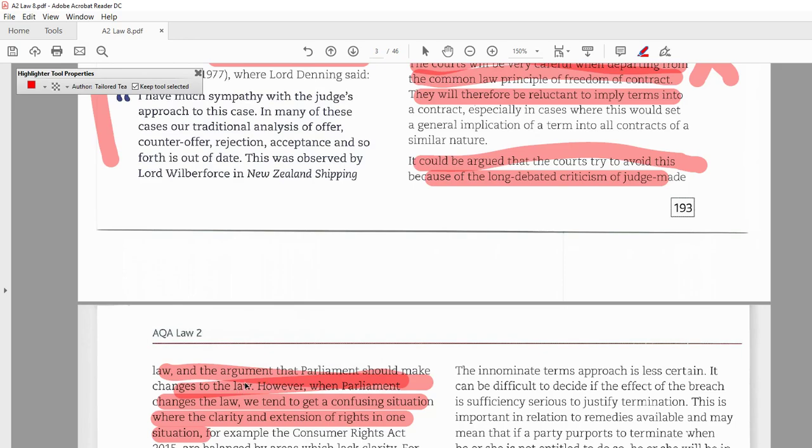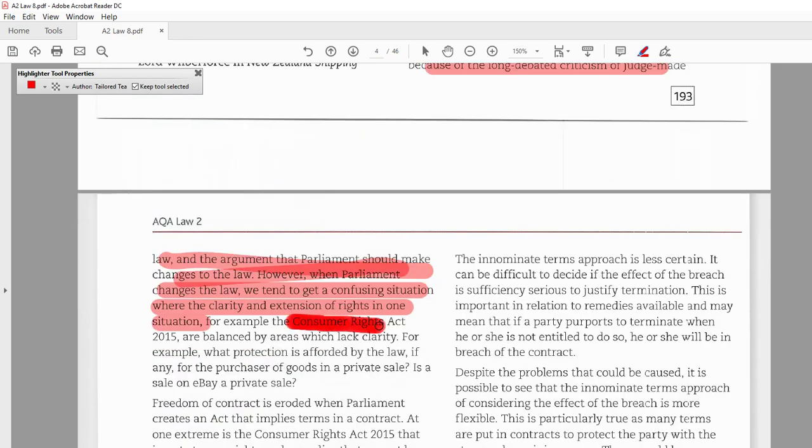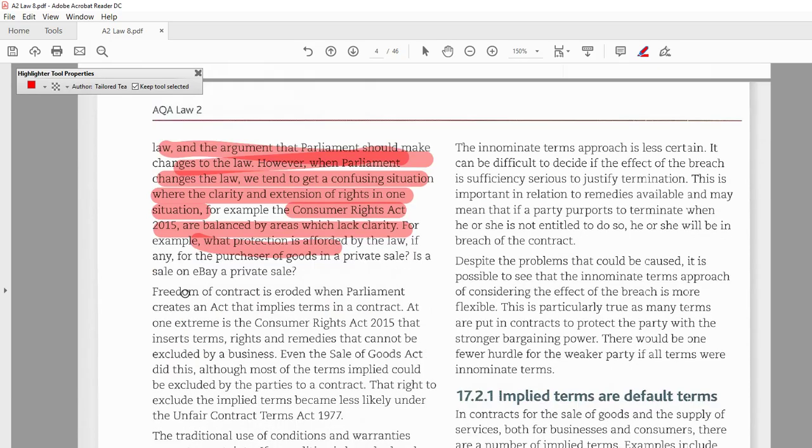So why are judges making all these changes? They're not elected. Essentially, Parliament should be making changes to the law. It goes on to say, however, when Parliament changes the law, we tend to get a confusing situation with a clarity and extension of rights in one situation, and then that's it. And then they go on to the Consumer Rights Act. Yeah, there you go. All right, and then look, another point.